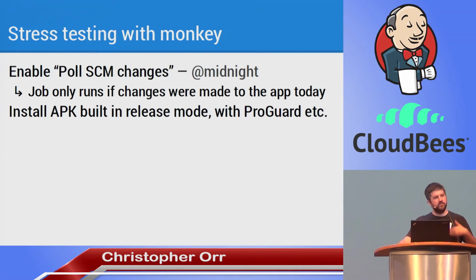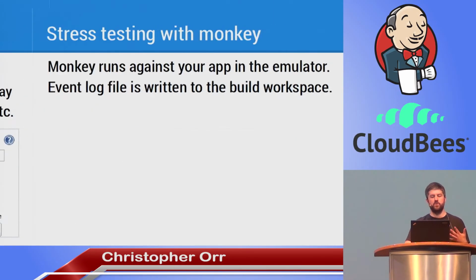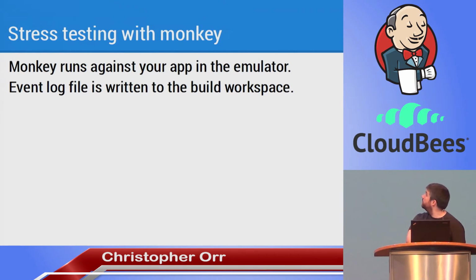Then, of course, you just install the application. You start the emulator, install the application, and then there's a build step which will start this Monkey tester. So all you say is, here's my app I want to run against. I want to run 5,000 events or 50,000, 100,000, whatever. And that's it. It'll start running away, start going crazy on your app, and the whole time it's logging what it's doing.